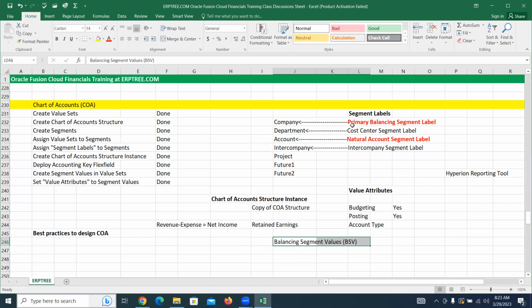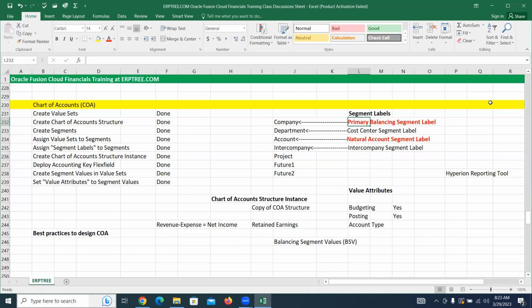So we are talking about primary balancing segment label. In the same way, we have secondary balancing segment label and third balancing segment label as per system. It means you can assign primary balancing segment label to company, department. For other segment, you may assign secondary balancing segment label. You may assign third balancing segment label to other segment.